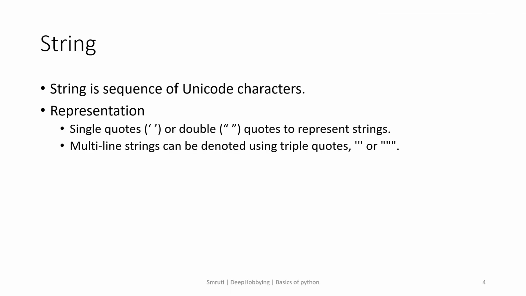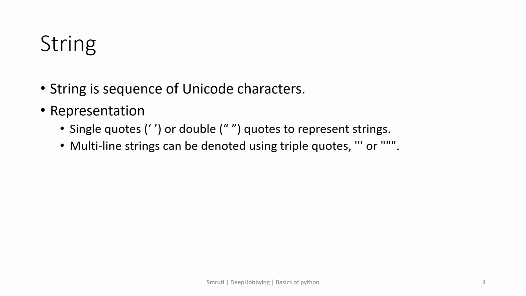The next data type is string. A string is a sequence of characters. As of now, you can ignore Unicode. It's the same as English characters, and you can write a string within single quotes or double quotes. Essentially, for Python, single and double quotes are the same, and you can write a multi-line string using 3 single quotes or 3 double quotes.